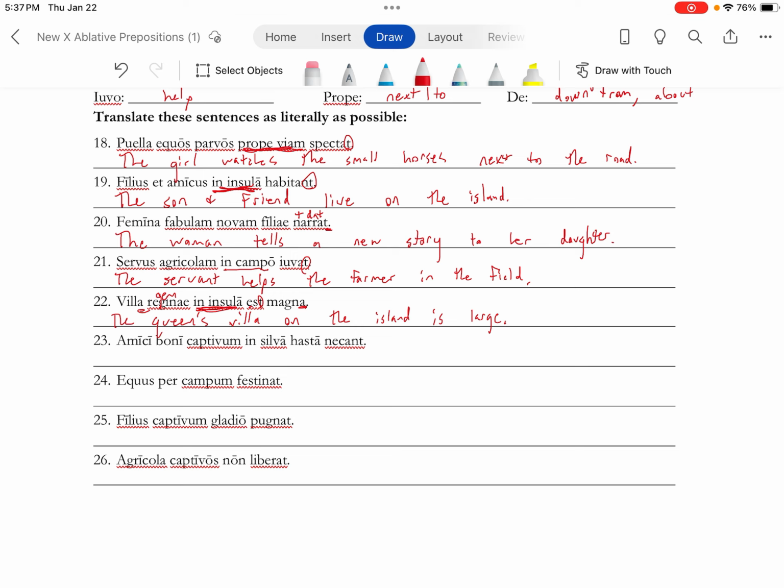Number 23. Amici boni captivum in silva hasta necant. In silva is our prepositional phrase. The NT is going to be the boni amici. So the good friends kill the captive on the island. Hasta, with a spear.